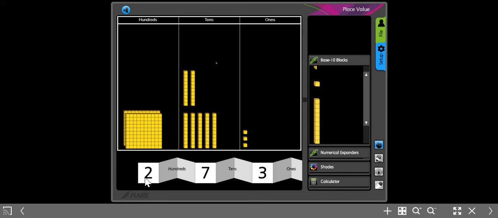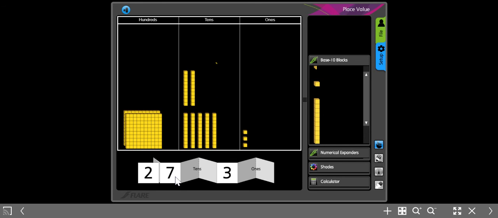Okay, so I have 200s. So 2 in the hundreds place, 7 tens, that's 7 in the tens place, and 3 ones, which is 3 in the ones place. If you look up here at the top, you'll also see that it says hundreds, tens, and ones. So we have 2 hundreds, 7 tens, and 3 ones. So let's say that number again. 273.